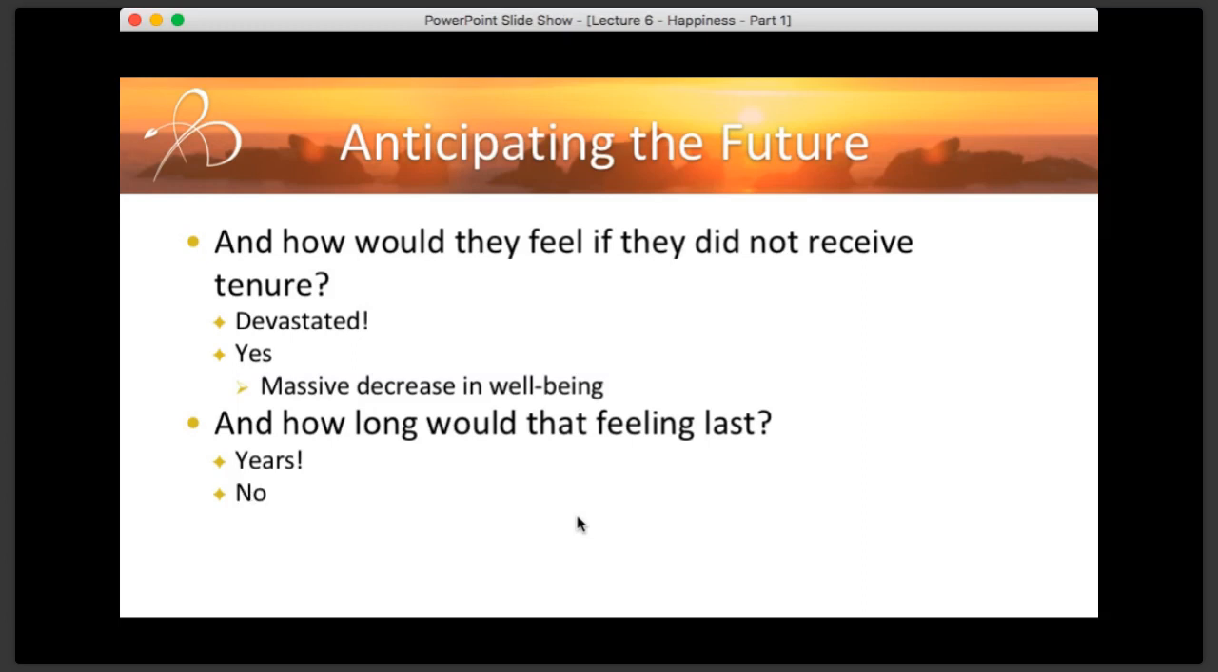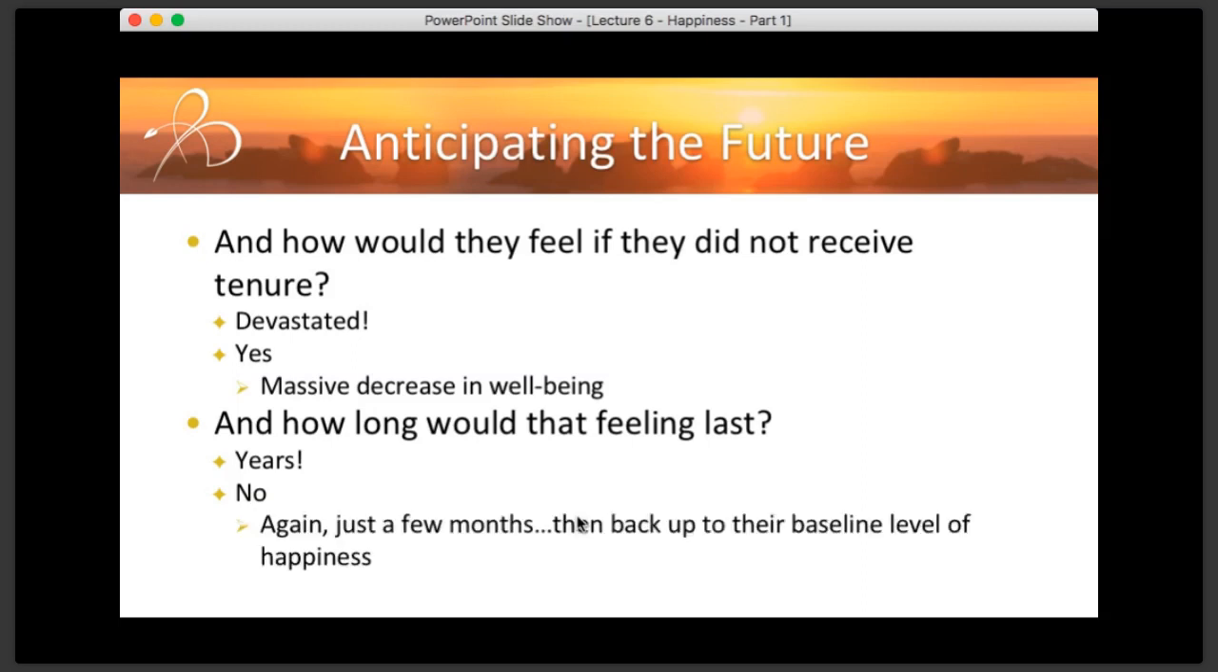And if they don't get tenure, that's not actually what happens. There's a massive decrease in their well-being, but again, it lasts just a few months, 2 to 6 months. And then, even though their life is still uncertain, even though they've lost their job and they have to move their family and they don't yet have a new situation, they're still back up to their baseline level of happiness within 2 to 6 months, despite the uncertainty. Isn't that fascinating?